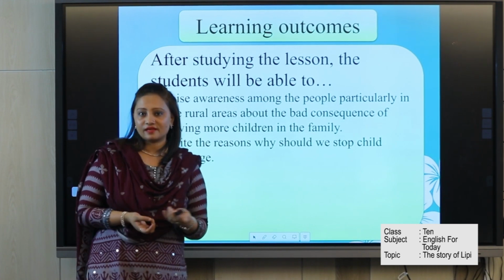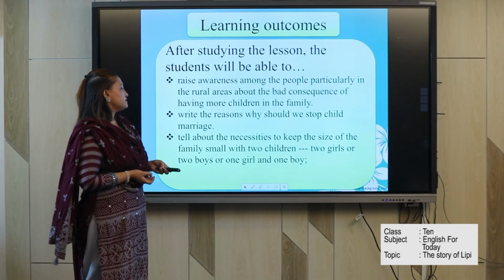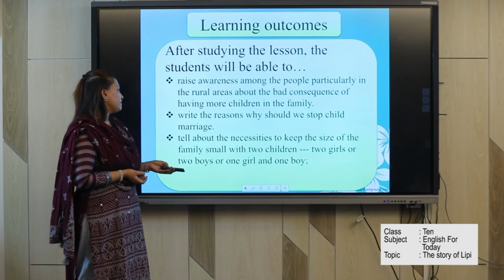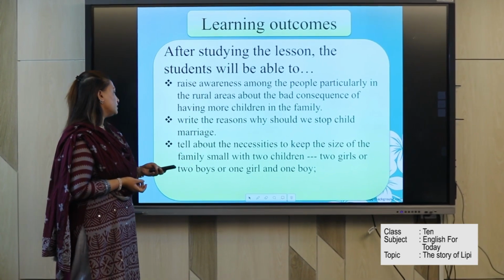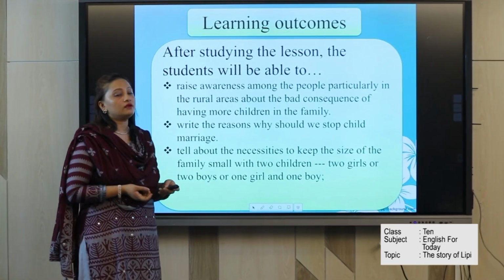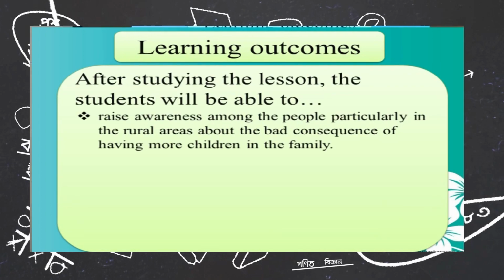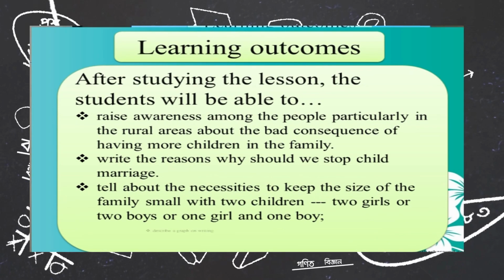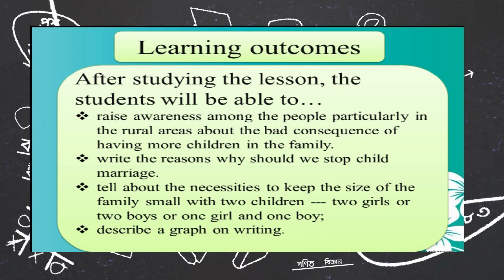So we are going to discuss that today. Tell about the necessities to keep the size of the family small with 2 children, 2 girls or 2 boys, or 1 girl and 1 boy, whatever it is. We have 1 boy, 1 girl, 2 daughters, 2 sons. But our family should consist of 4 members. Okay?